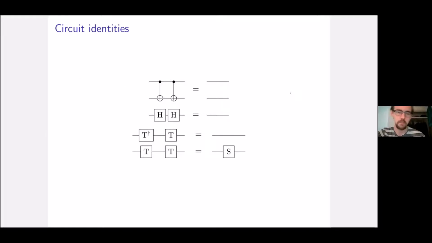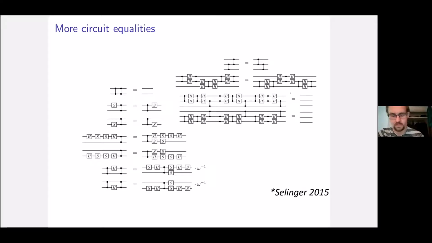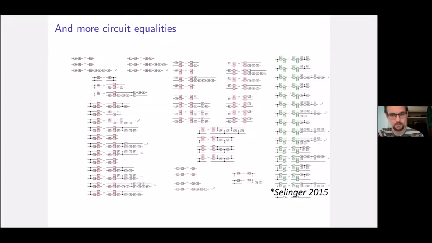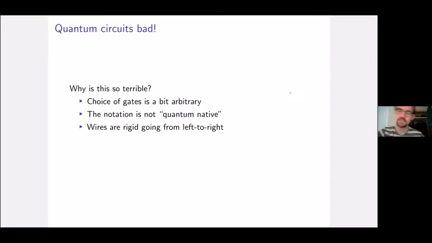But of course, there are multiple circuits that represent the same underlying computation. For instance, we have these cancellation rules and combination rules. Also, some gates commute with each other. So even if you cancel all the things, there's not a unique way to represent a circuit. Unfortunately, there are more of these circuit equalities, and there's even more, and there's even more. Okay, so why is this so terrible?